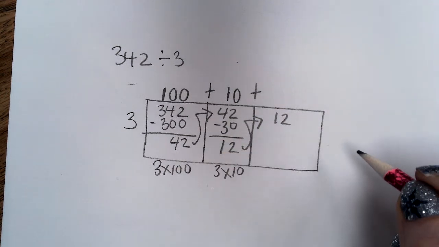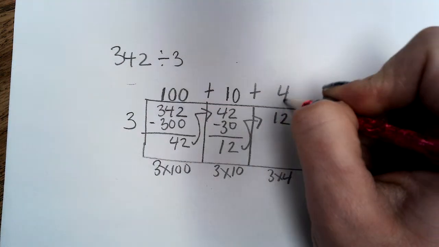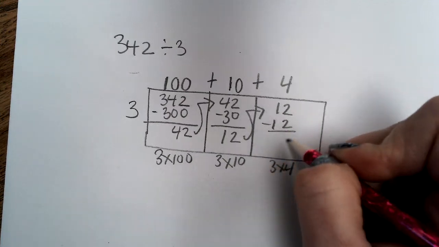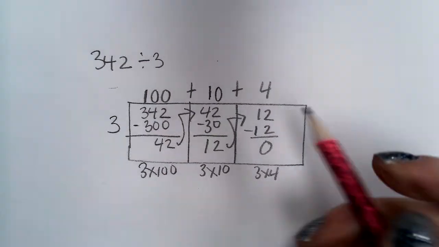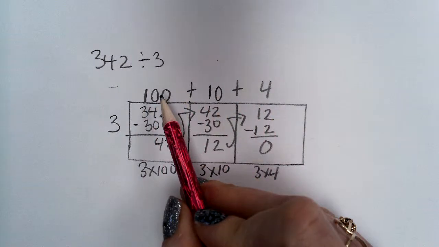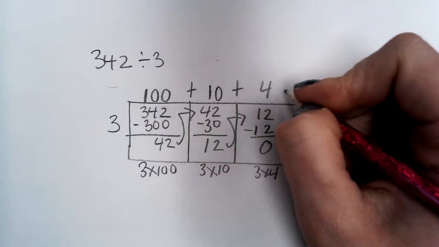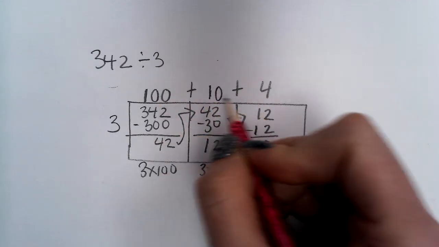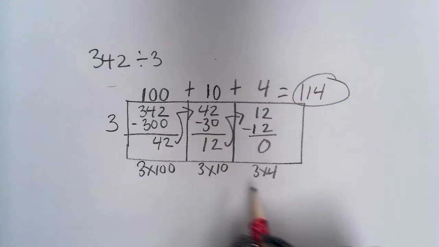Now here, students should know that 3 times 4 is exactly 12. So 3 times 4 is 12, subtract, you get 0, and you are done. This is also what we call the partial quotients, because the quotient is the answer to a division problem. The reason these are partial is because they're part of the whole. So when you put them together, you get the quotient of 114, which is the answer here.